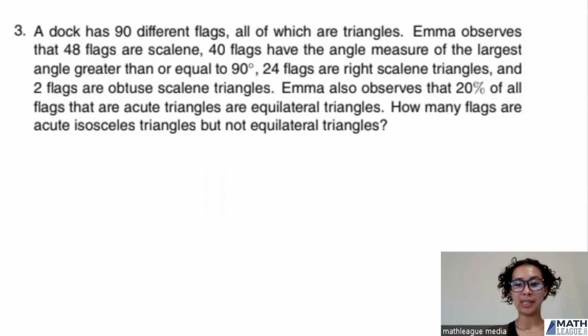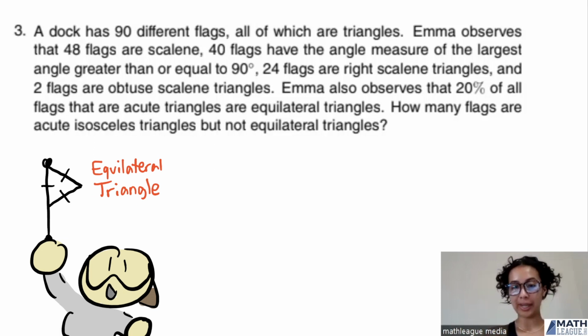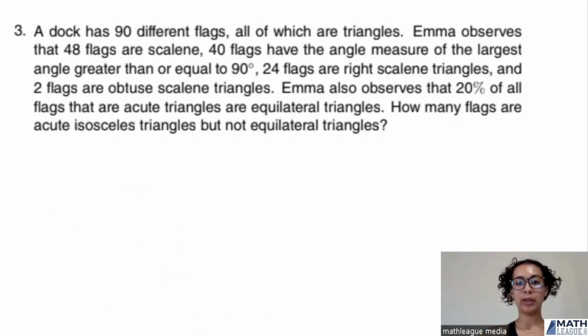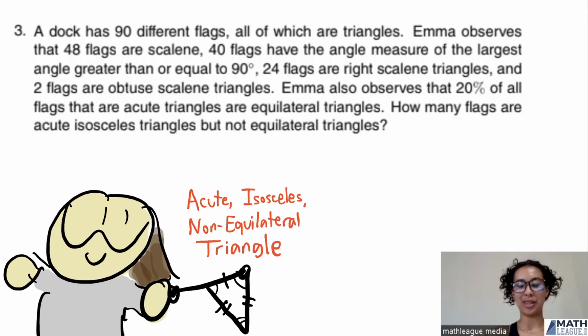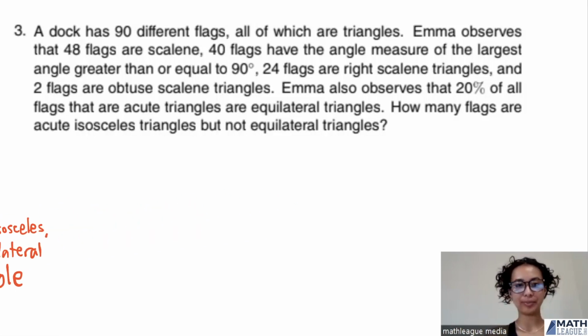Emma also observes that 20% of all flags that are acute triangles are equilateral triangles. So those would be triangles with all 3 side lengths being the same. And we want to know how many flags are acute isosceles triangles, but not equilateral triangles. So these are triangles with angles all less than 90 degrees and 2 sides are the same, but not 3.